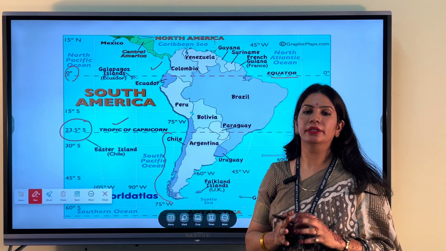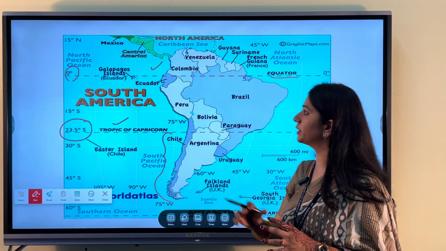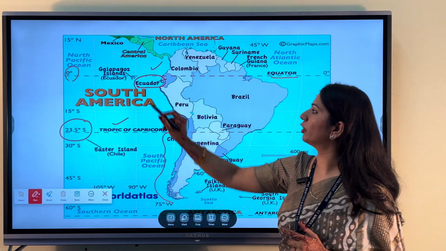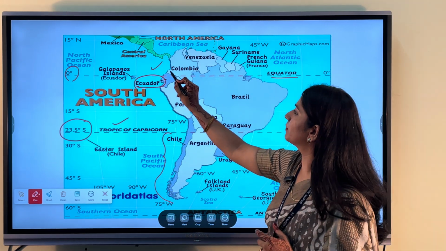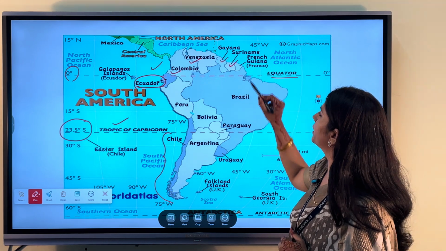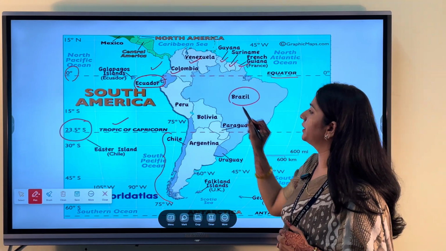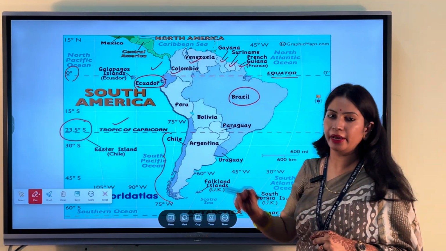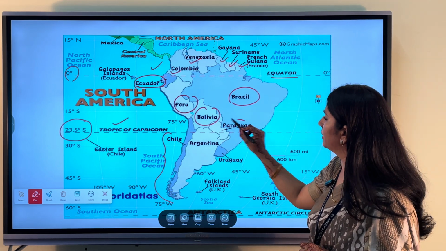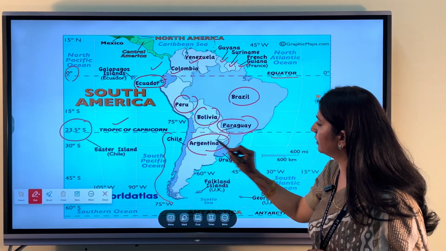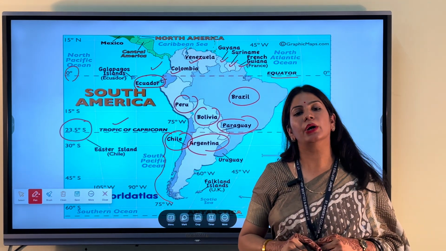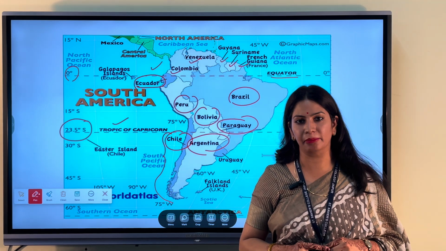Now we will mark the countries of South America. So you can see here, first one is Ecuador. Ecuador is named as Ecuador because the equator passes through it. Then comes Colombia, Venezuela, a small nation of Guyana, Suriname, French Guyana, the largest nation of South America area-wise, Brazil. Then we have Peru, Bolivia, Paraguay, Argentina, and Chile. So these are the nations of South America. Kindly mark in your atlases simultaneously.